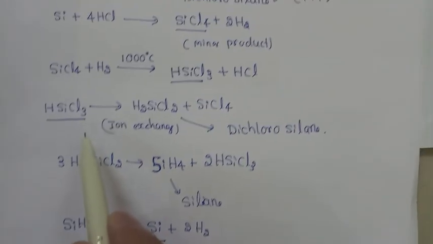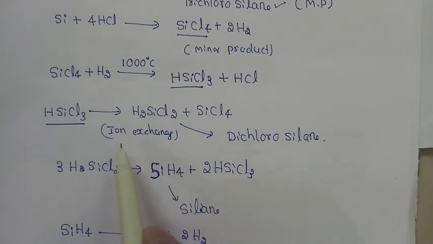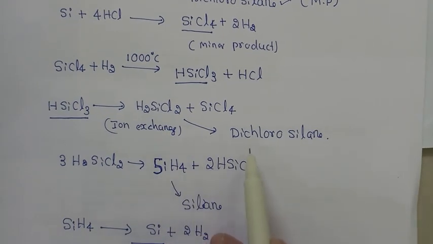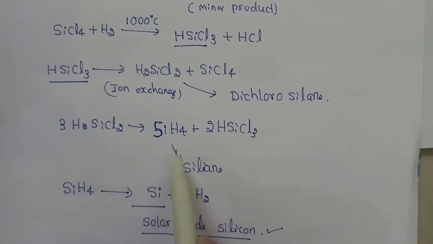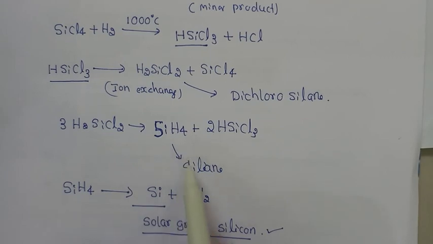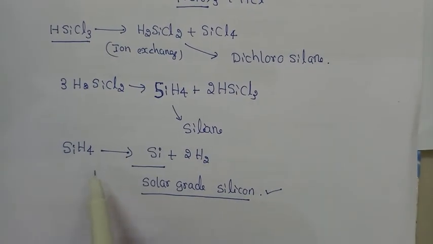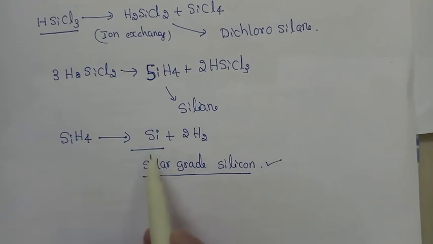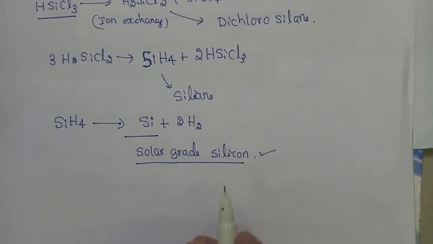Now this trichlorosilane is passed through an ion exchanger with a quaternary ammonium compound, and it gives dichlorosilane. This dichlorosilane is converted into silane by decomposition, distillation, and finally by passing through the heated silicon rod. Then we can convert this silane into solar grade silicon. This is the pure form. Further it can be purified by the zone refining process.